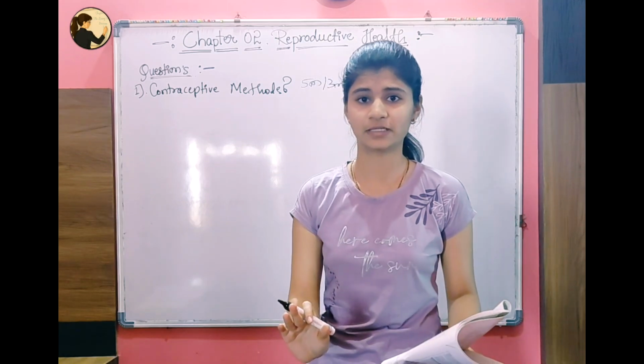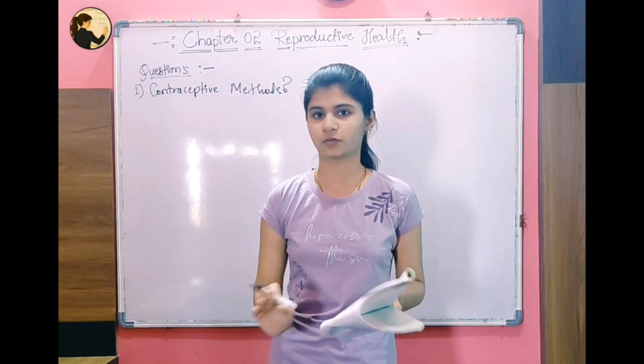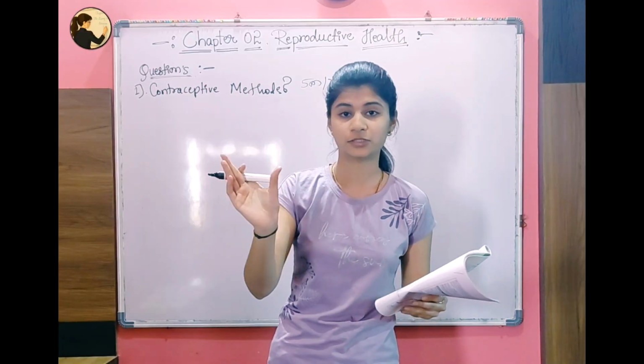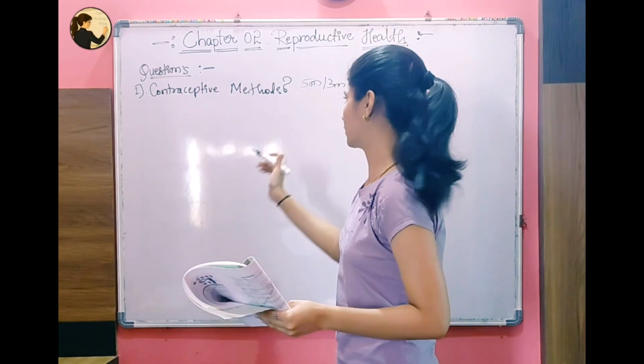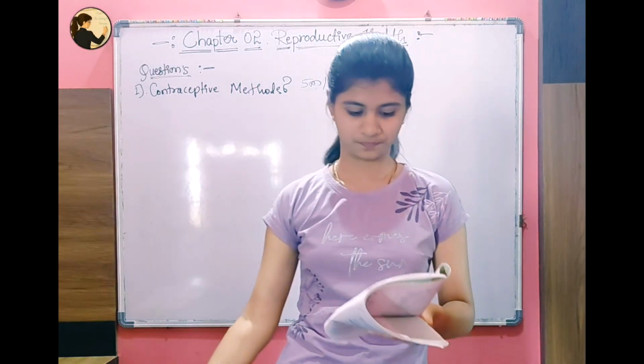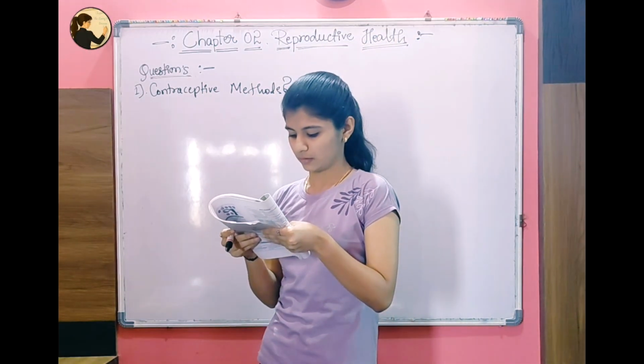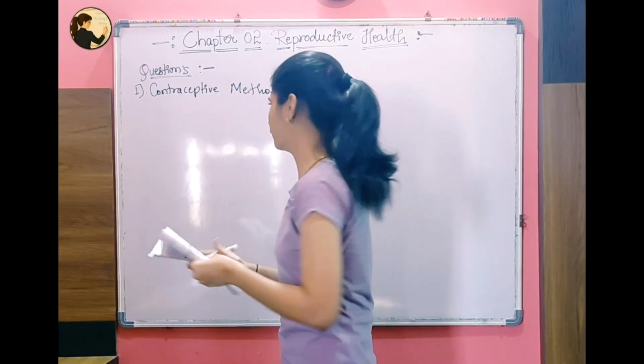and the definition of the points also you have to write. You can't just leave it as lactational amenorrhea, and next periodic abstinence. You have to write the definition of each particular point, then only will you get the 5 marks for the contraceptive method. So the next question will be on IUDs.